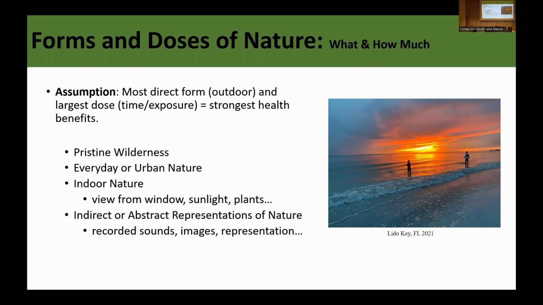And then I just have some of the different forms listed here, the categories of forms. So wilderness, everyday urban, indoor, things like view from a window, sunlight, plants, and then abstract.